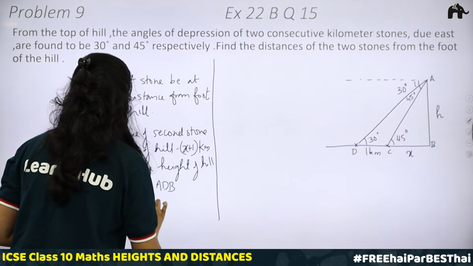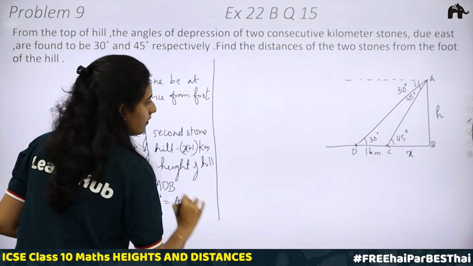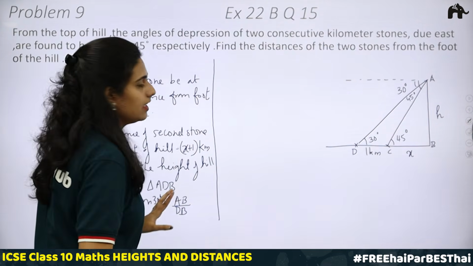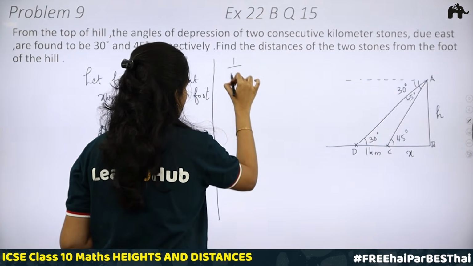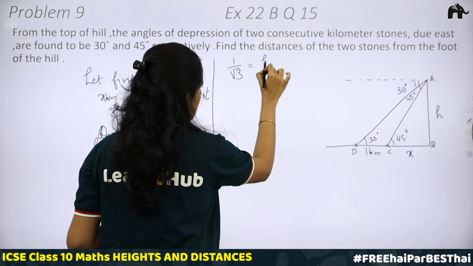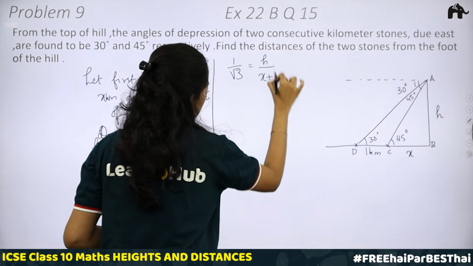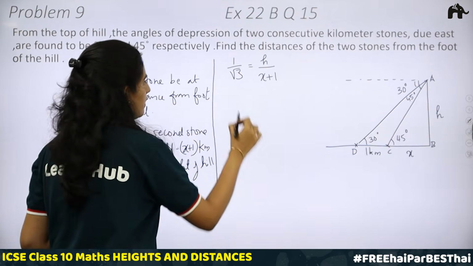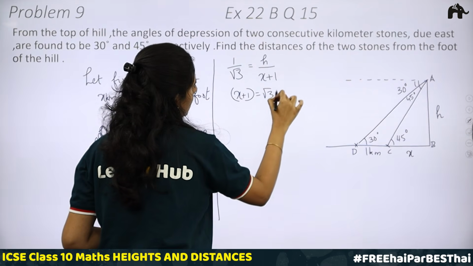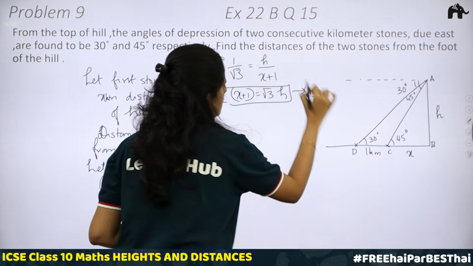We will have tan 30 degrees equal to opposite AB divided by adjacent DB. What is the value of tan 30 degrees? 1 by root 3. 1 by root 3 is equal to AB, which is h, divided by DB, which is x plus 1. Or we will have x plus 1 equal to root 3 times h on cross multiplying. This is taken as the first equation.